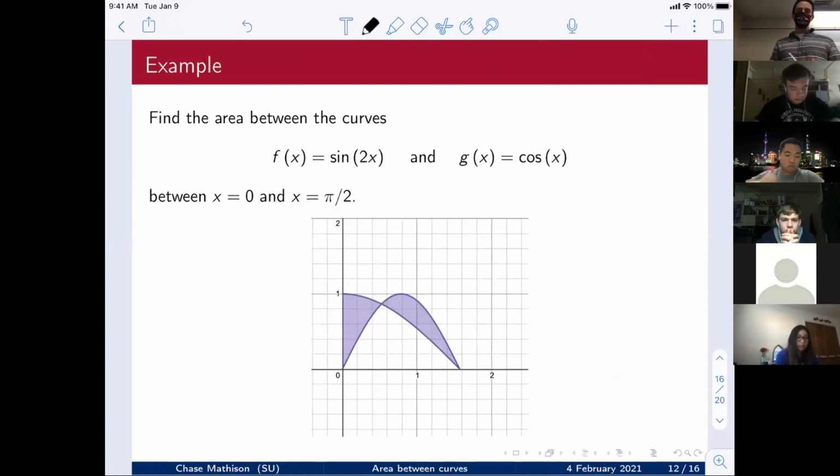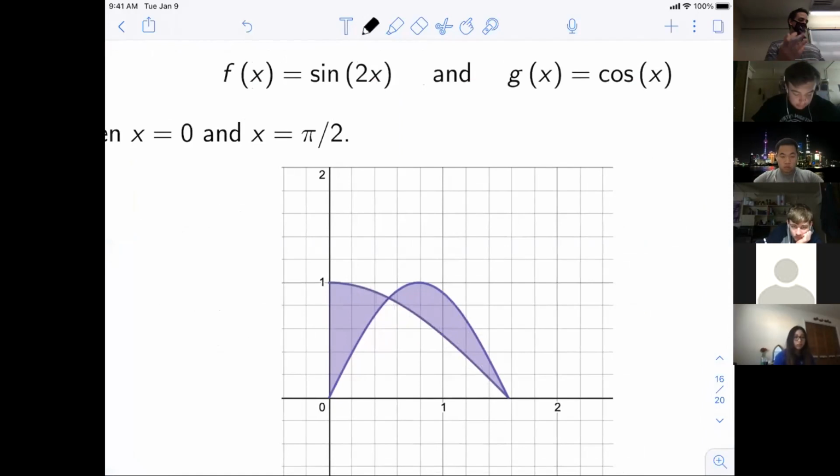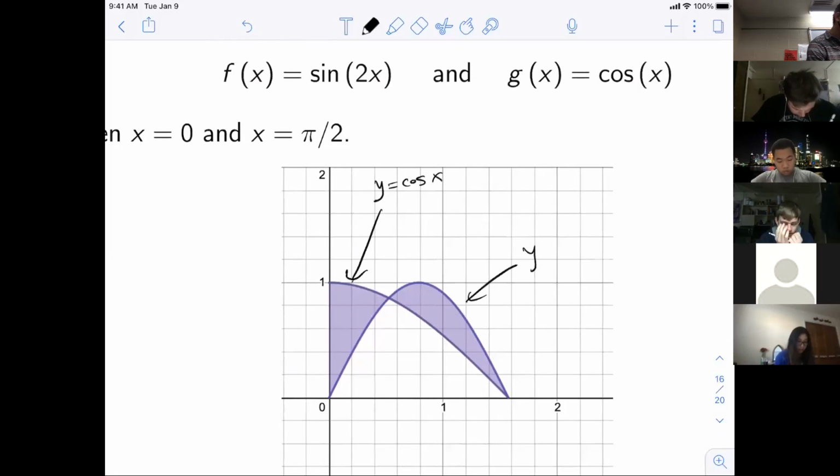All right, so let's look at a problem like this. Find the area between the curves f of x equals sine of 2x and g of x equals cosine of x between x equals 0 and x equals pi over 2. I have some curves here, but which one's which? What is this curve here? Cosine, very good. One way to know that it's cosine is at x equals 0, it's 1. And cosine of 0 is 1, whereas sine of 0 is 0. So this is y equals cosine of x. That makes this one y equals the sine of 2x.